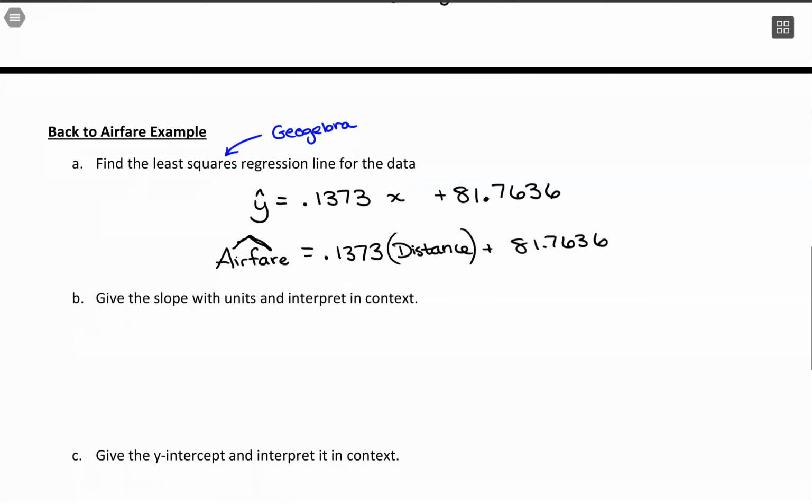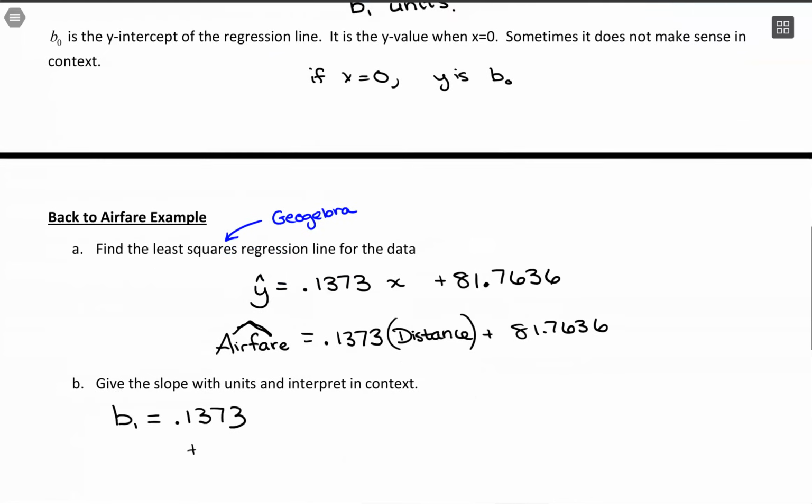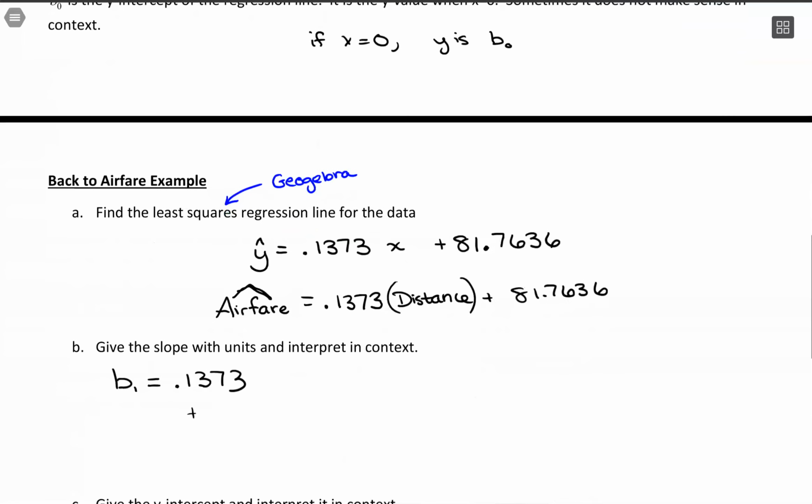So the slope of our data. The slope is always the value that's multiplying with x. So slope, which we're going to write as b1, is the 0.1373. So what I want you to notice is that this is positive. So we're seeing this increase happen. So fitting that sentence structure that I outlined here, if we increase x by 1 unit, so x in our case is distance.